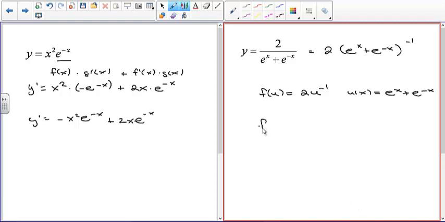So if you take the derivative of this, you'd get 2 times negative 1 times u to the minus 2 power, and the derivative of u would be, you just have two separate terms. So you take the derivative of e to the x, which is e to the x, and you take the derivative of e to the minus x, which would be negative e to the minus x. Just the same reason we ended up with a negative sign over here.